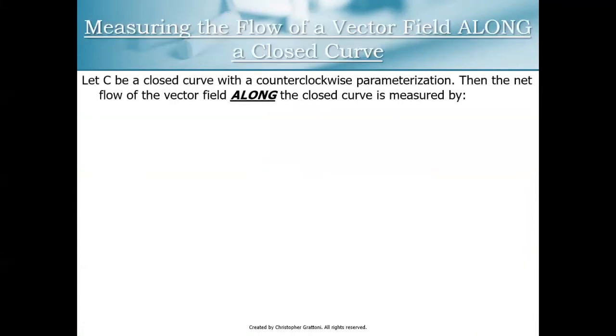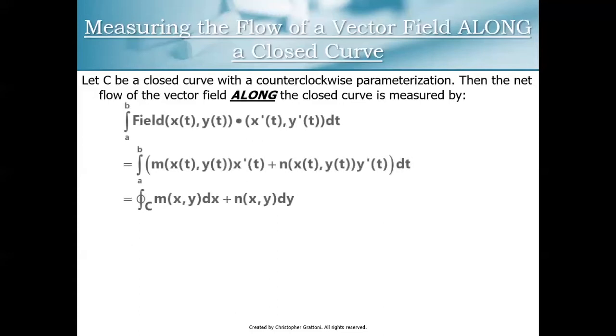So now that we have the Gauss-Green formula available to us, it's not a lot of work to apply that formula to the path integral formula that we knew from last chapter for computing flow along. So here's three different ways of representing the path integral that computes the net flow of a vector field along a closed curve. The one that we used most frequently was the integral of field dot tangent, but we also had this one in the middle here, the integral of M x prime plus N y prime, and then also the integral of M dx plus N dy.